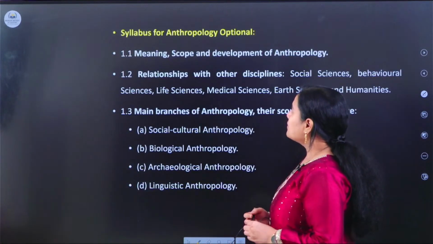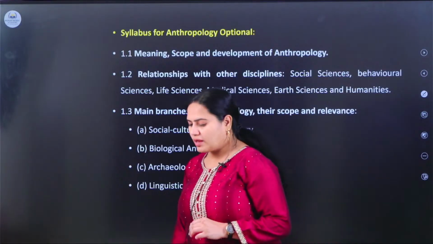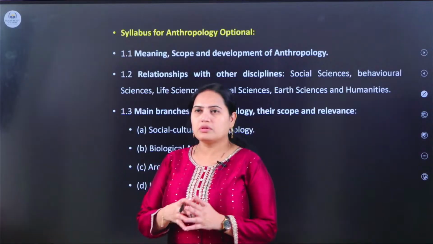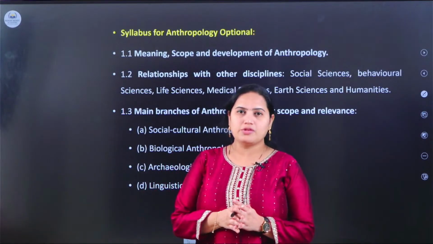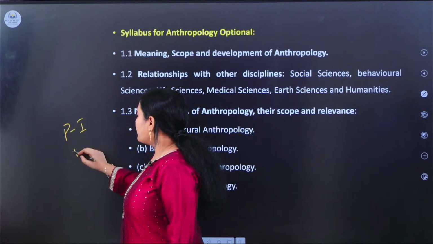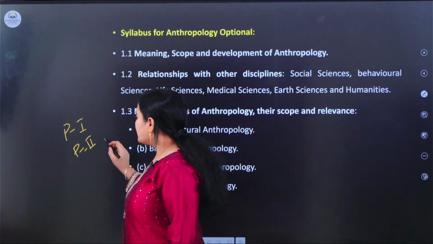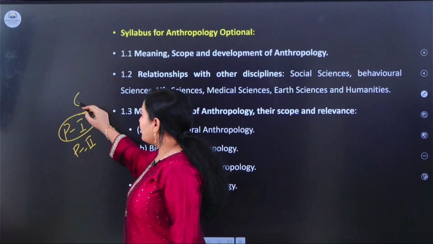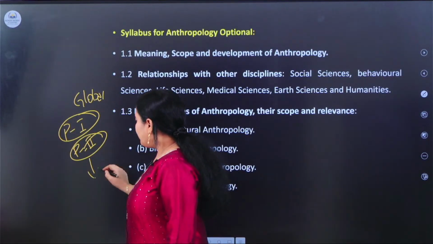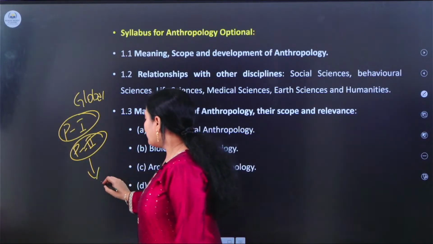Now let us understand the syllabus for anthropology optional. Whatever optional you take in UPSC, it consists of two papers, paper 1 and paper 2. In the majority of optionals, paper 1 deals with the global level, and in paper 2 we mostly study about India.